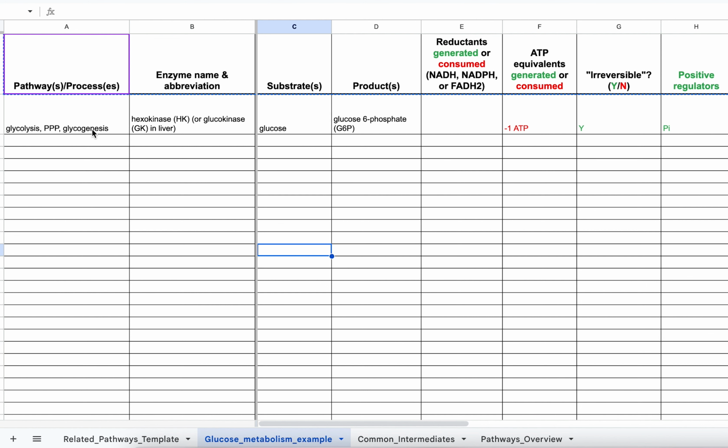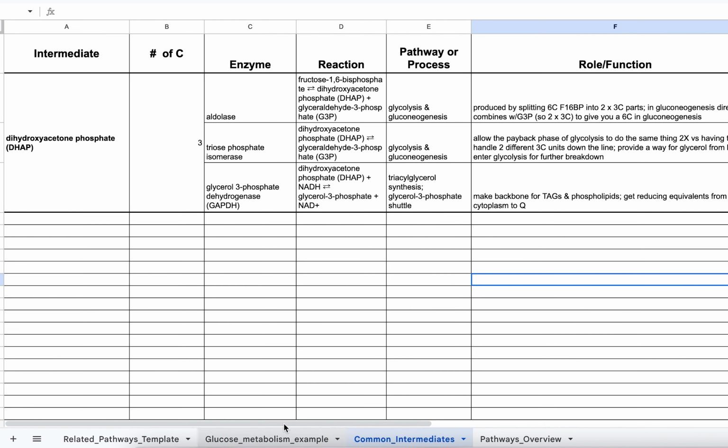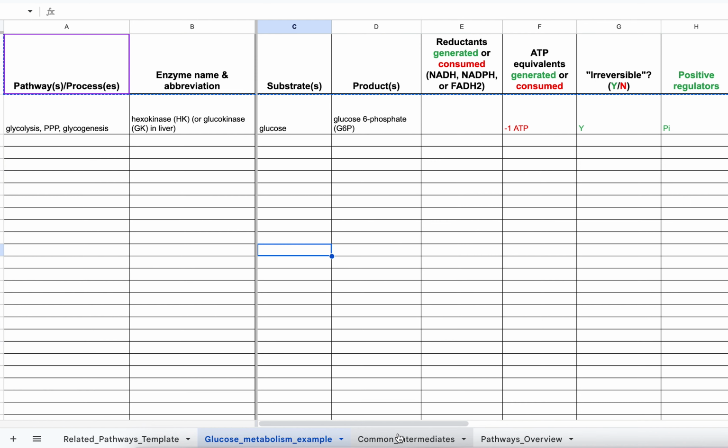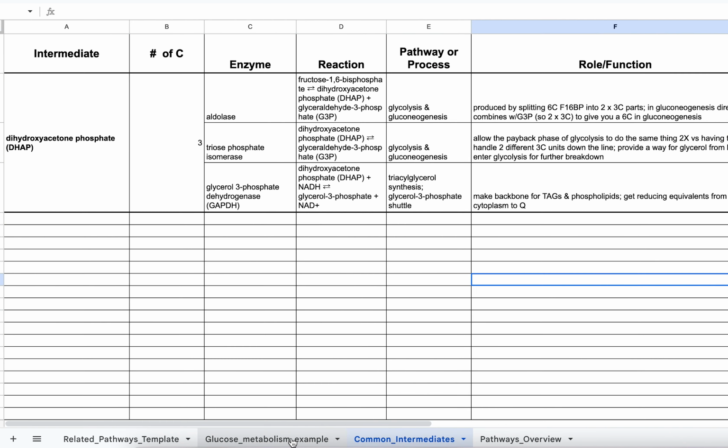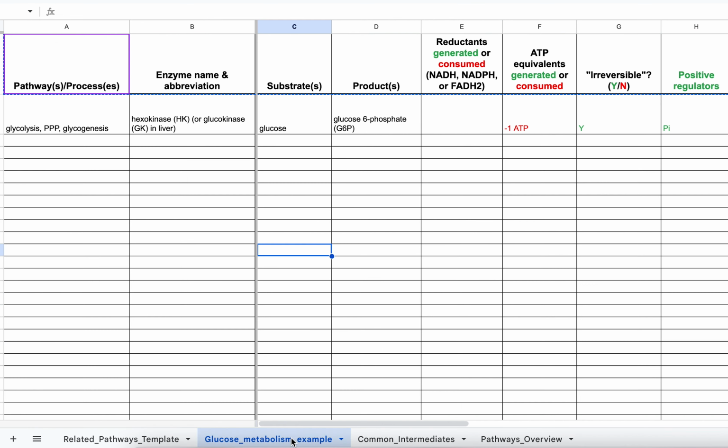So what I recommend is keeping a chart like this, where in this case, I have glucose metabolism. So I have a page where I have all the different reactions that I know about, that I've learned about with glycolysis, gluconeogenesis, pentose phosphate pathway, glycogenesis, all those different things. How they interrelate with one another comes into play both in this spreadsheet as well as in the common intermediates, because we can take things in different directions. Here's just one example row, but then I encourage you to fill in the rest yourselves.